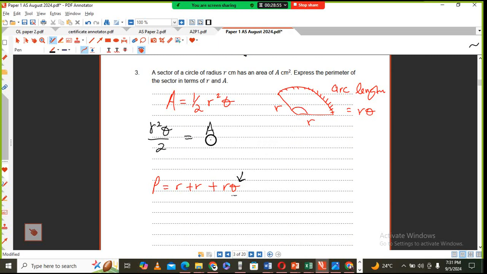So to do that, I have to make theta the subject of the formula. That 2 multiplies, making that 2A. That r squared needs to be divided, making that. So this will be replacing my theta. You follow? So that is what you needed to do there.